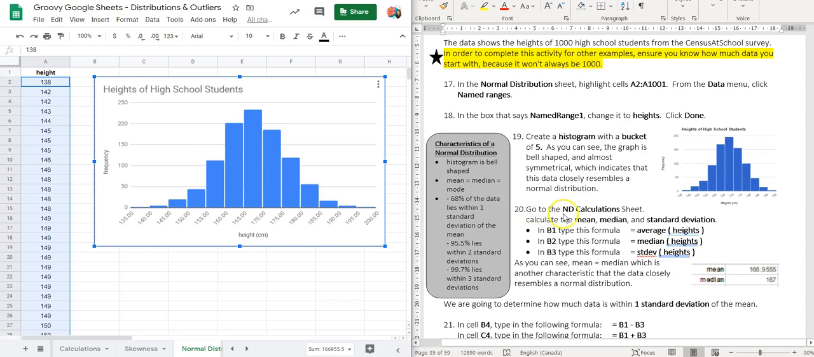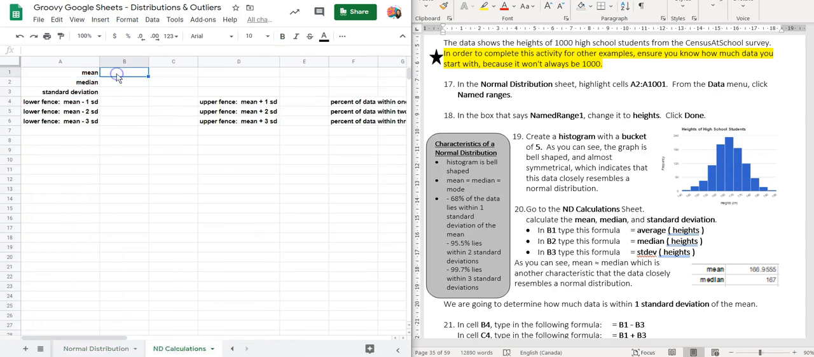Now what you're going to do is go to the normal distribution calculation sheet, and we're going to calculate the mean, median, and standard deviation. So over here, we're going to calculate the average of the heights, and the median of the heights, and the standard deviation of the heights.